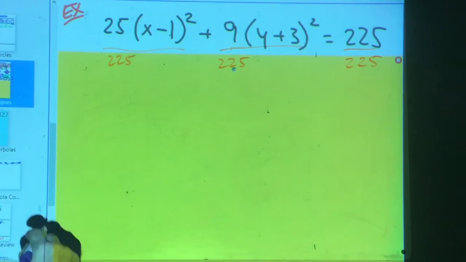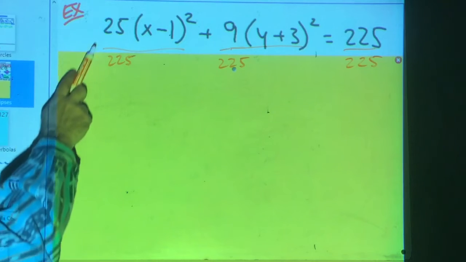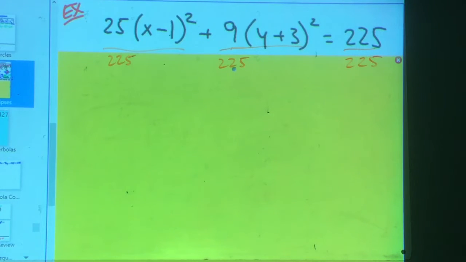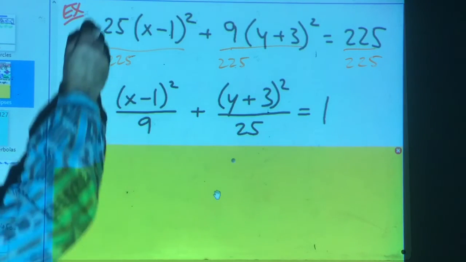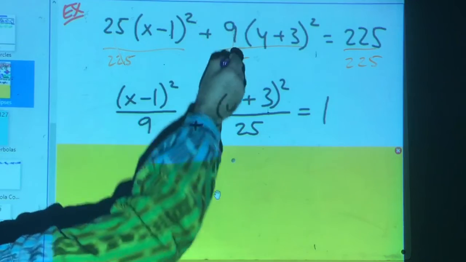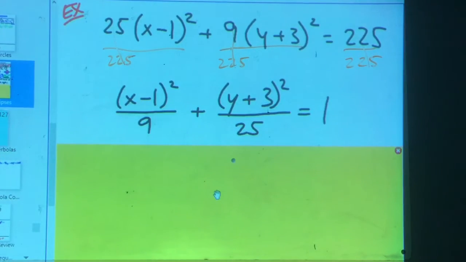All right, and my cashiers know how many quarters are in $2.25. Hope that's still 9. That'll give you 9, and this will give you 25, and of course this will give us the one that we desire. All right, it is now in our proper form, and we can sketch it.